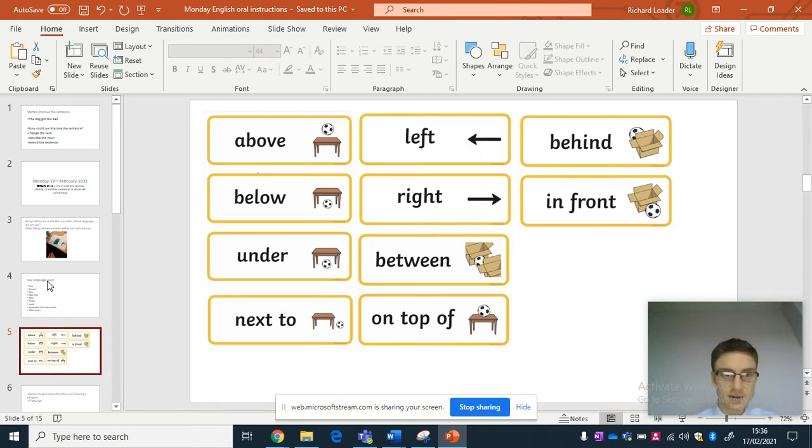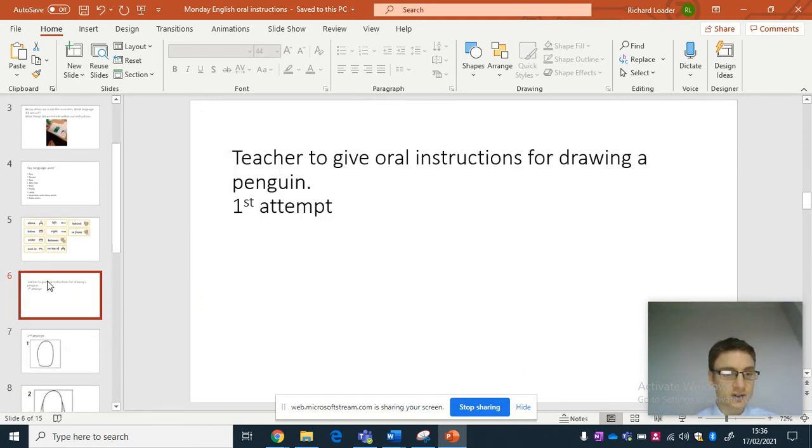Now I'm putting these on here. They are oral instructions. That positional language that we can use will really help you when you're giving your oral instructions. So what I'm going to do is give you some instructions. You're not going to be able to see anything. I'm just going to talk it through because that's what oral instructions are.